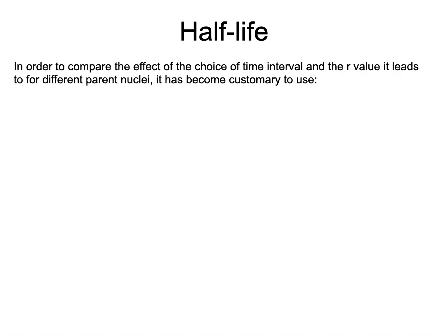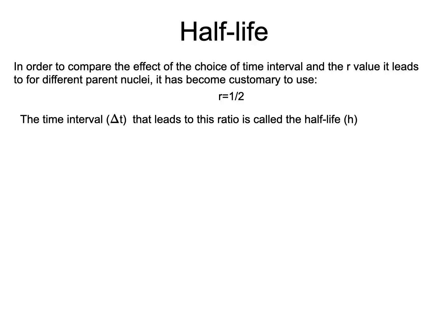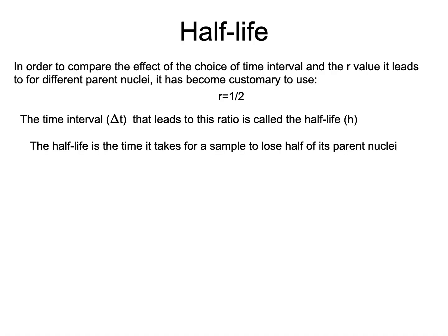It is useful to use the time interval for a given ratio as a comparison for the time scale of the life of different nuclei. The customary ratio r used for this comparison is 0.5. The time interval associated with this ratio is called the half-life. We will use the symbol h for the half-life, not to be confused with our previous use of h as a height. So, in other words, the half-life is the time it takes for a sample to lose half of its parent nuclei. Half-lives have a wide range of values.